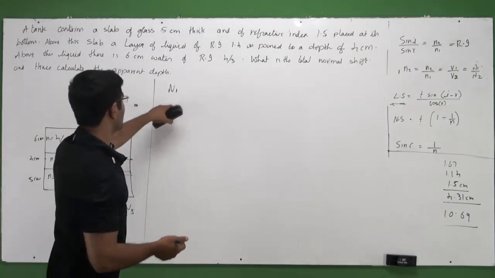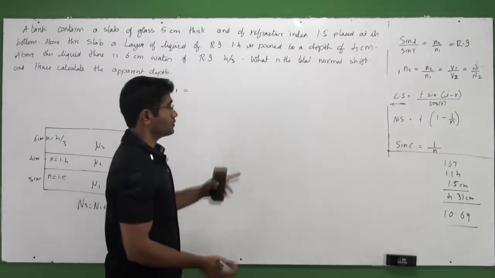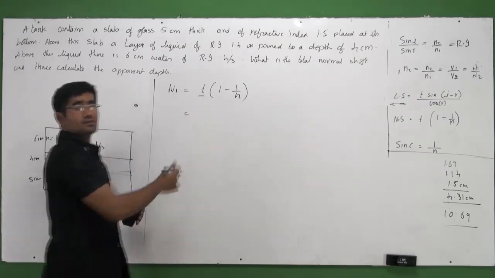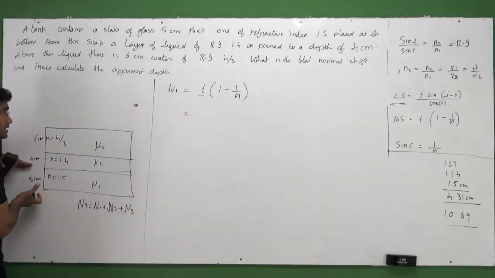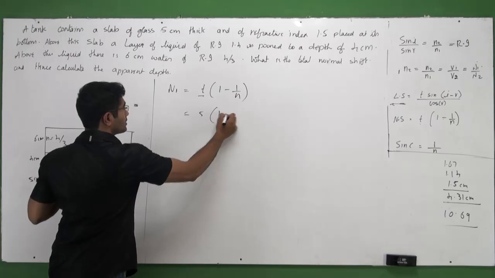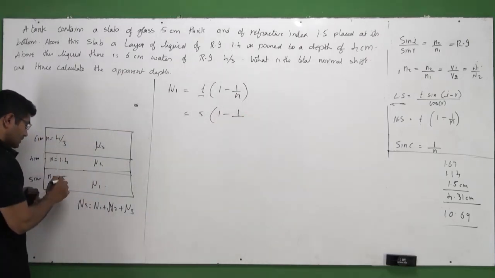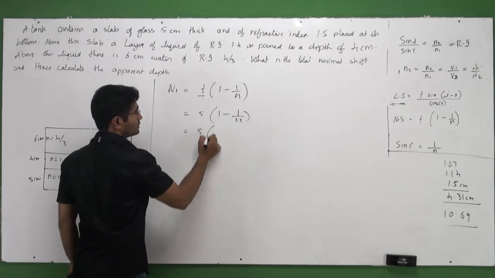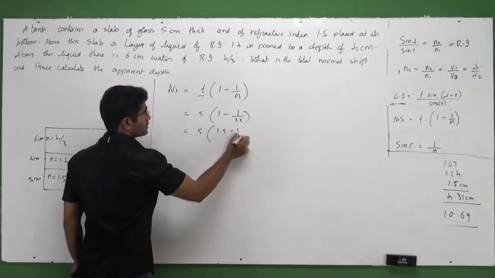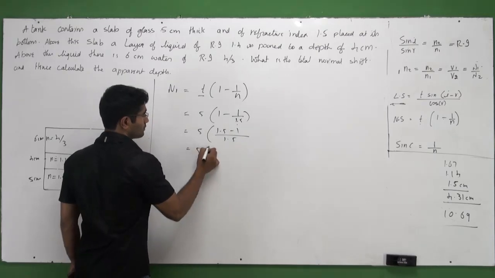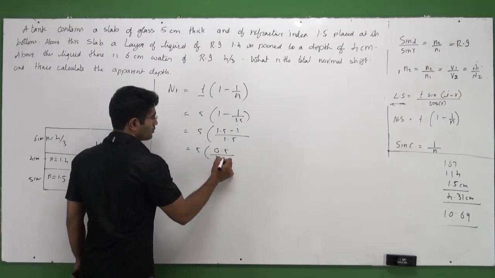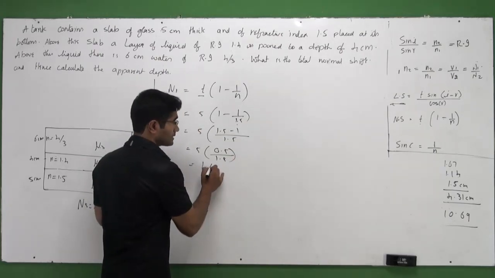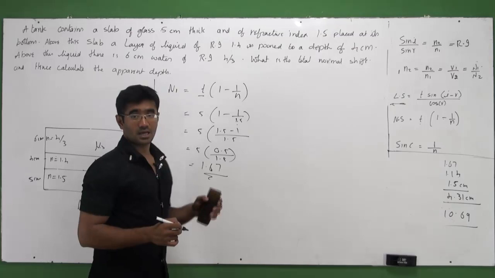Alright, so how do you calculate N1? Go back to the formulas, you know that it is T into 1 minus 1 by N. So what is the thickness of the first slab? It is 5 centimeters. So I can write 5 into 1 minus 1 by, what is the refractive index given to you? It is 1.5. Can you calculate N1? That is 5 into 1.5 minus 1 over 1.5. That should be 5 into 0.5 over 1.5. If I solve this value, I'll get 1.67. Please solve this yourself using a calculator.